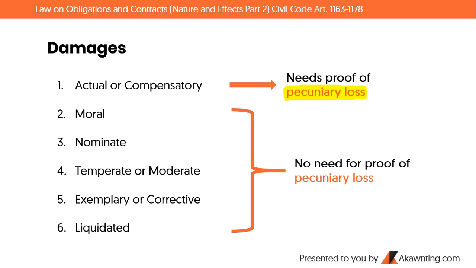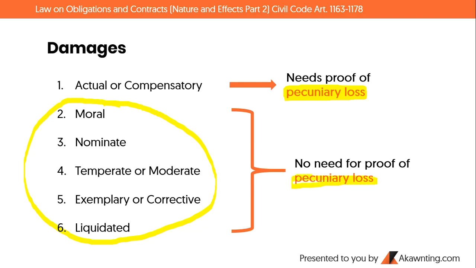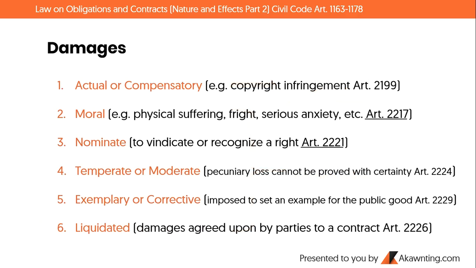Pero may mga other options ka pa. So, yung 2 to 6, hindi naman nila kailangan ng proof of pecuniary loss. So, ito yung mga pwede mong i-claim or pwedeng i-award sa'yo ng court in case na wala kang proof of pecuniary loss. Okay? So, ayan, punta tayo sa detalye ng mga different damages na ito.